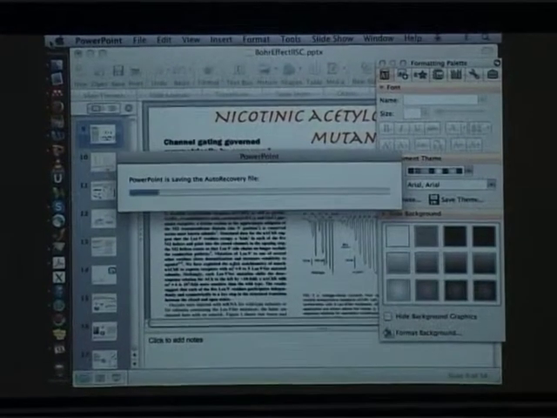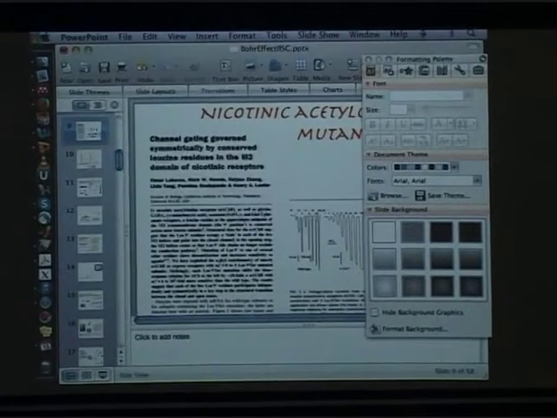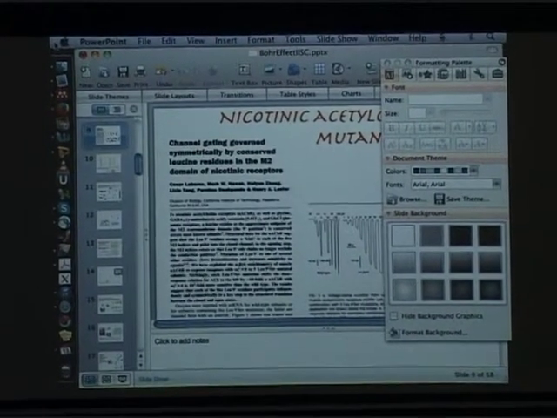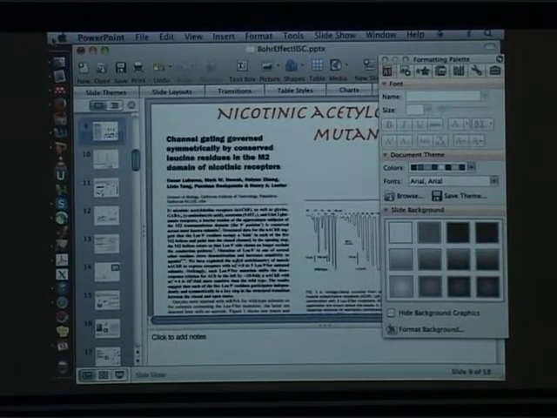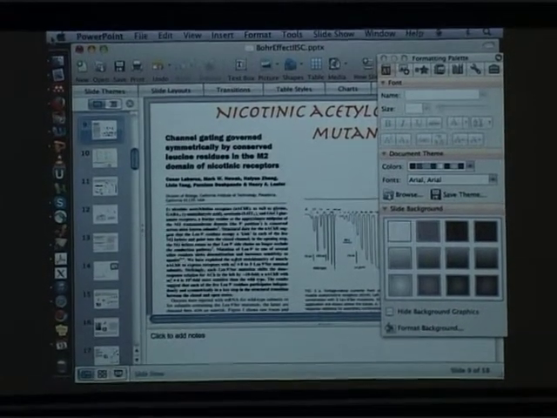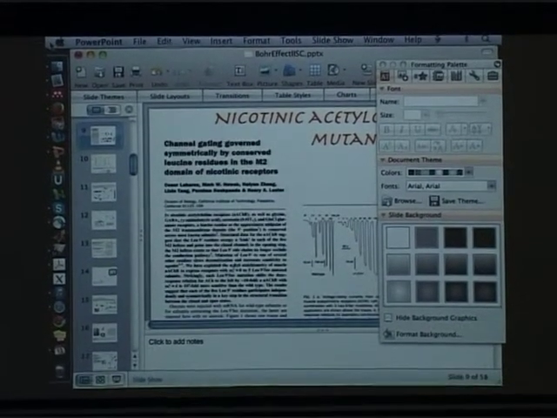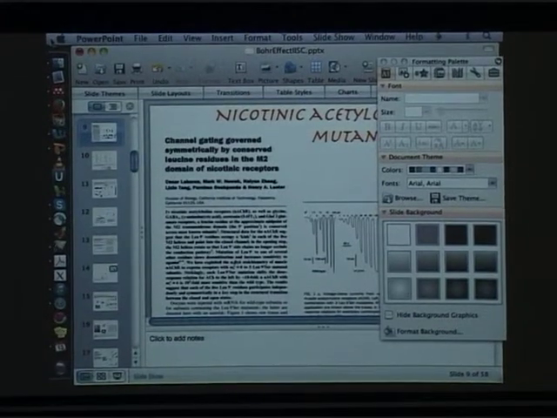asking about another one of these friendship-ending battles that happened. There were two classes of models. One of them was Monod, Wyman, and Changeux. Another one was Koshland, Nemethy, and Filmer. I can't remember who they are. Bear with me for a sec. Sorry. But I'm going to just show you something.